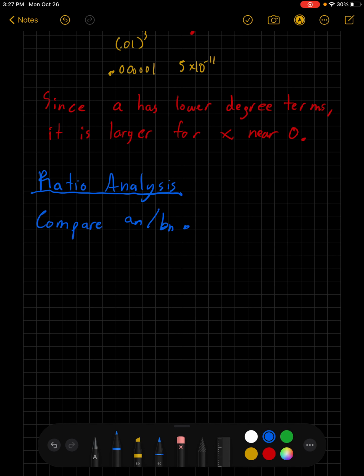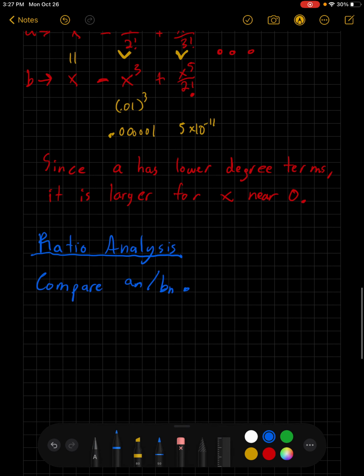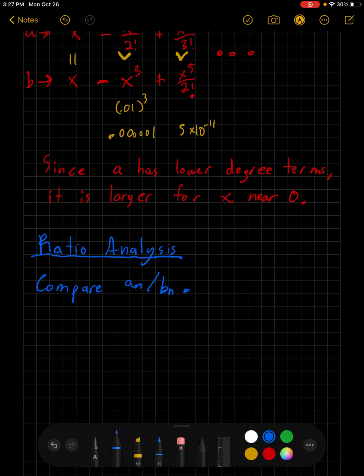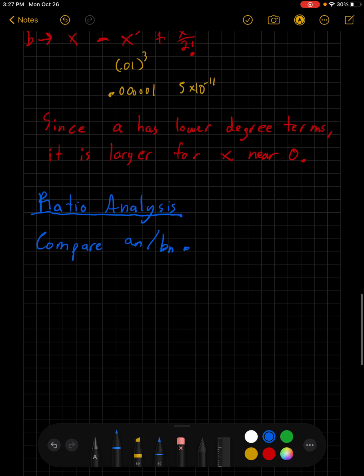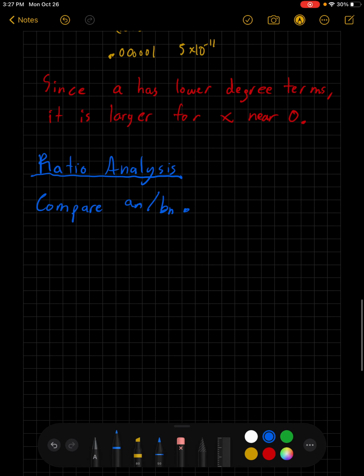Okay, I had to cut my video off there for a second, but as I was saying, the next thing we can do is the ratio analysis, and the idea is we compare the nth term of our A series to our nth term of our B series, and see if the result is greater than 1 or less than 1.